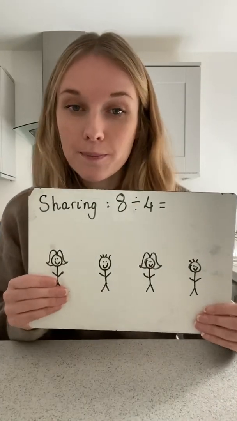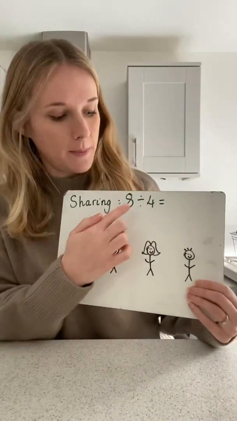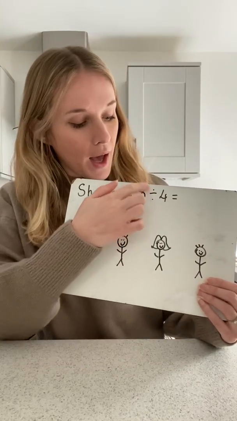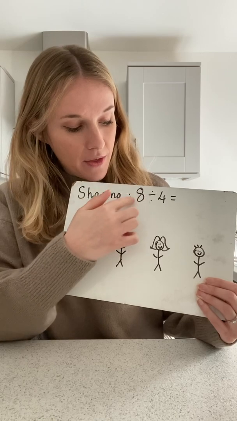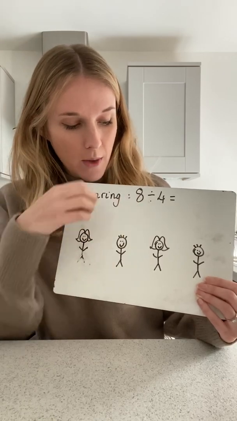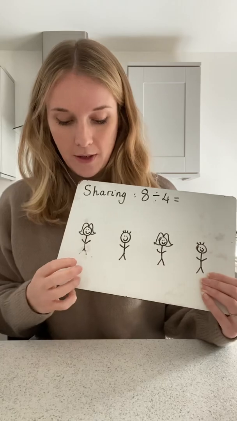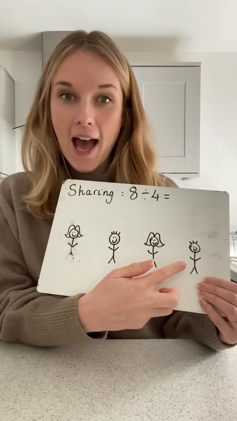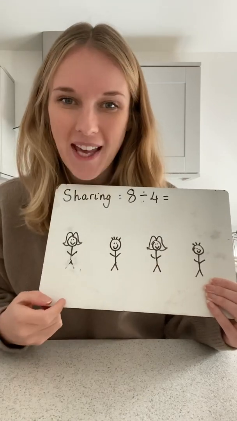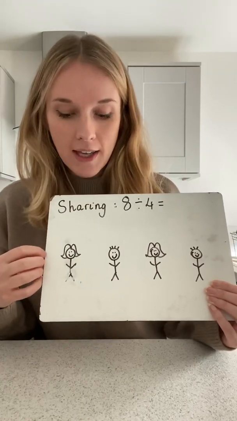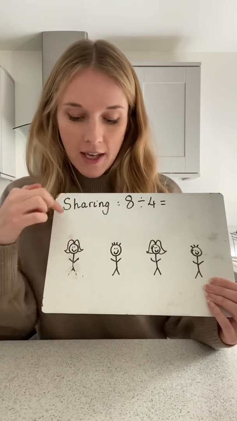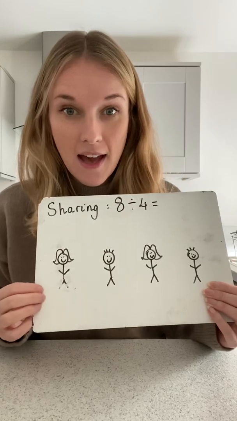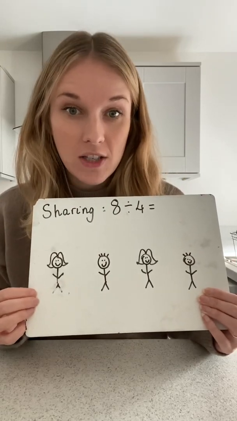Okay, so I've got my question here. I'm going to be doing 8 divided by 4 using sharing. So I'm going to share the total amount 8 equally among 4 people. So today I've done me, Mr. Carey, Mrs. Cheslin and Mr. Pennicott. Okay, so when I'm sharing, I'm looking for my answer, I'm looking at how many each person is going to get, how many there are in each group.